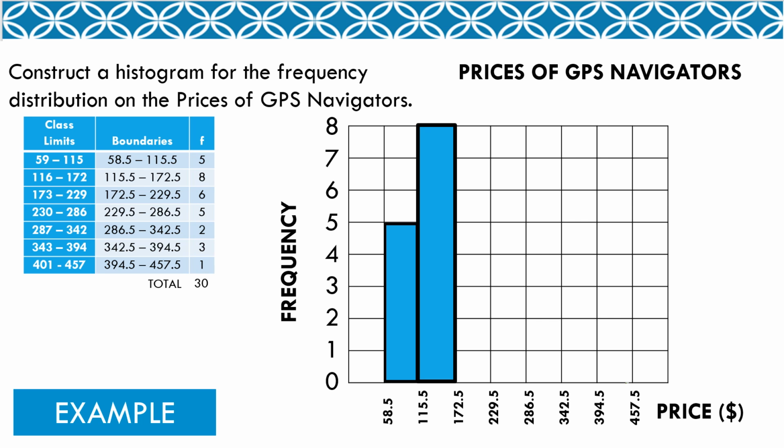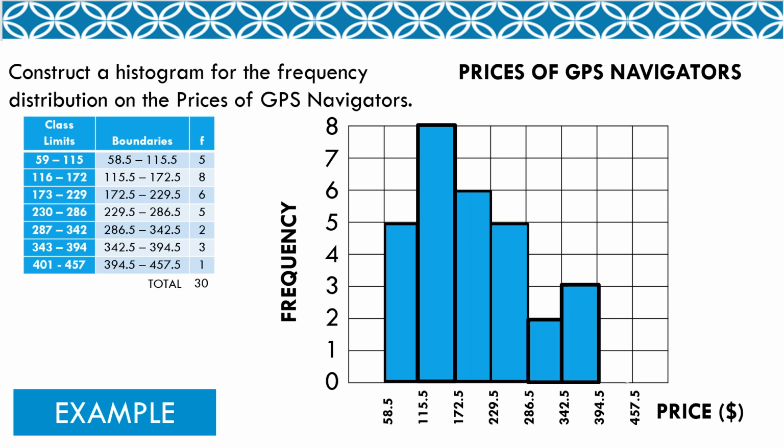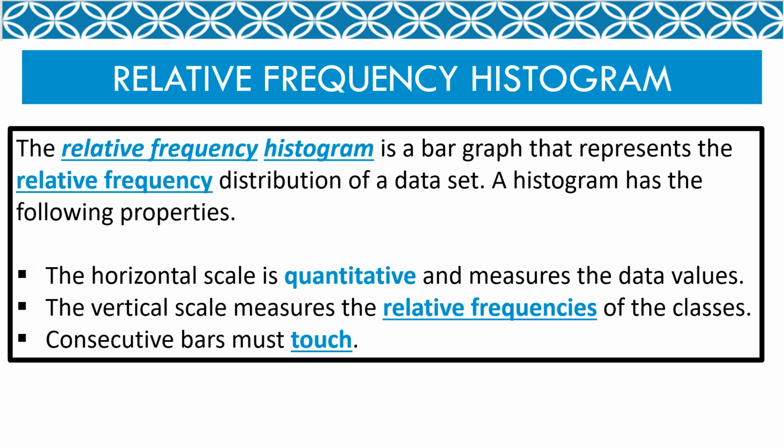The next class is 8, then 6, 5, 2, 3, and 1. And there's your histogram. Relative frequency histogram is very similar, but we're using relative frequencies instead of frequencies. Horizontal axis is quantitative. It measures data values. We're once again using our boundaries. Vertical scale measures relative frequencies, so it's going to be decimals, and consecutive bars must still touch.